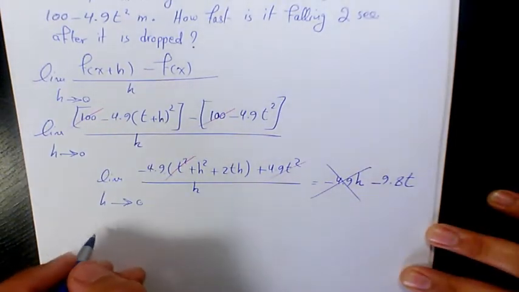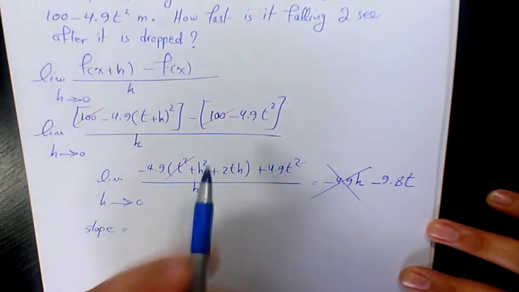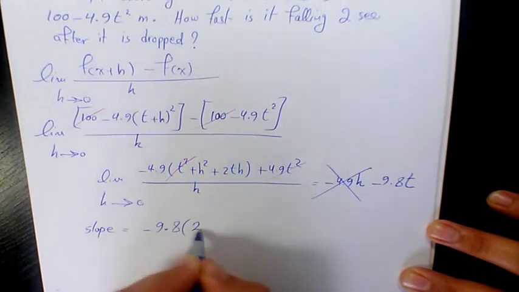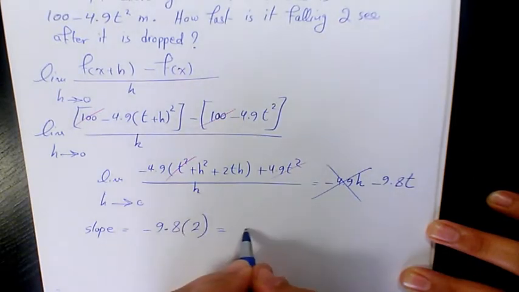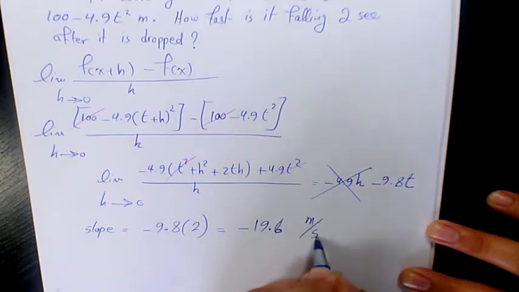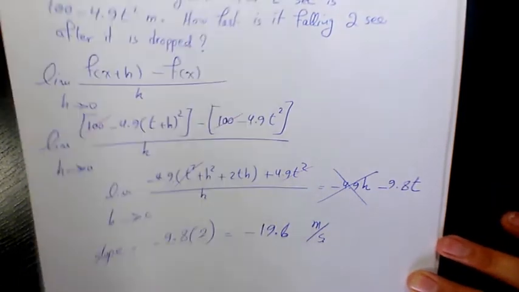Then the slope or rate of change 2 seconds after that is going to be negative 9.8 times 2. You calculate it, it's going to be negative 19.6, and the unit is going to be meter per second. So that's the rate of change or speed of this object. Let's do the next example.